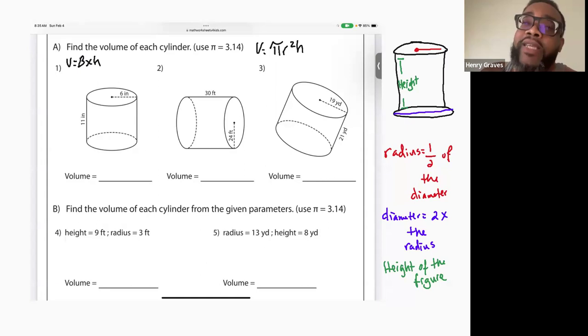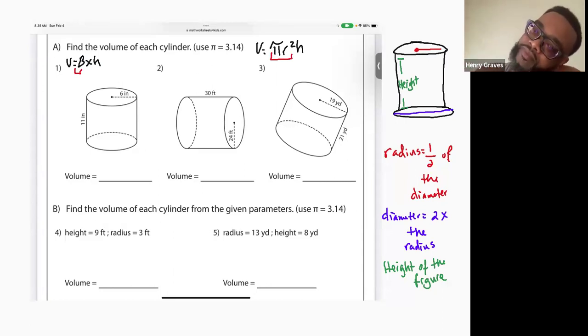So the volume is base times height, right? And the B we know stands for the area of the base. I talked about this in the previous video. In this case, my base is a circle, and the area of a circle is pi r squared. That's where it comes from. So all you need to know is that we're going to use the formula V equals pi r squared h.